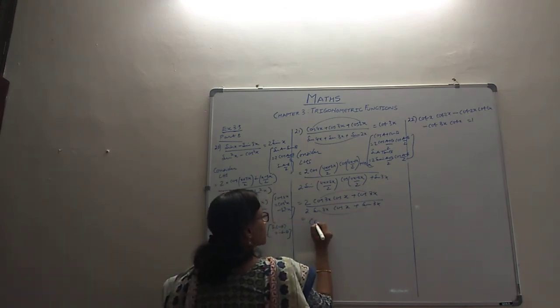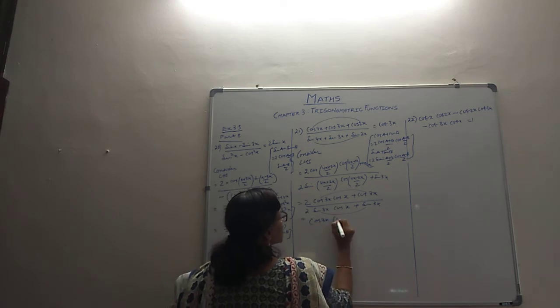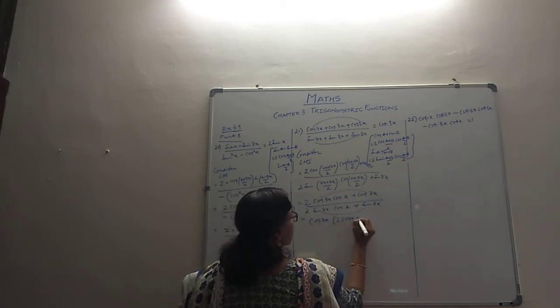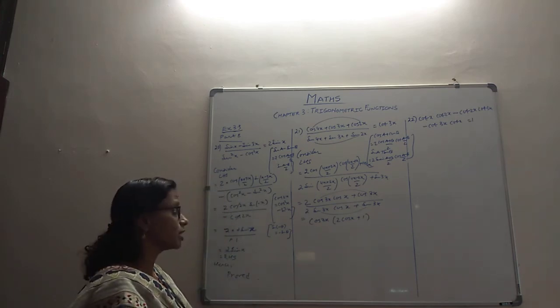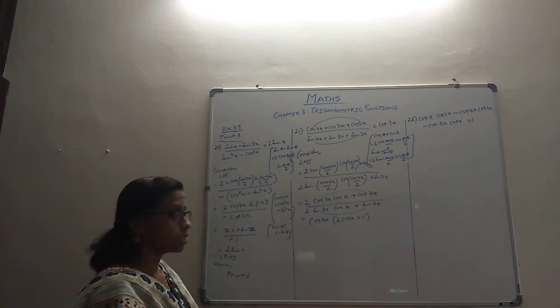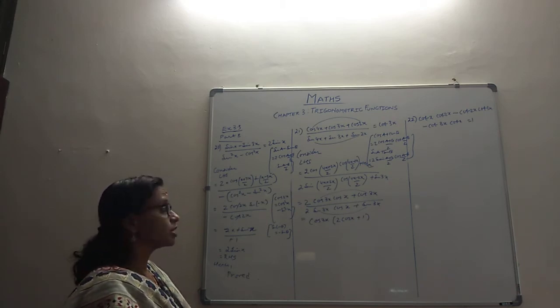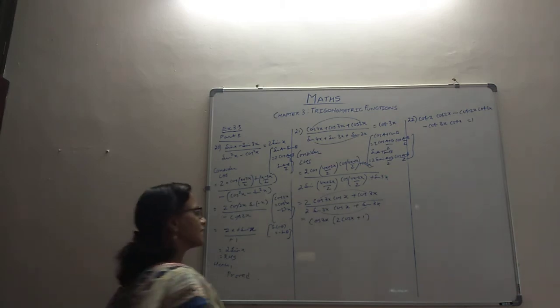That cos 3x, when you take it out common, you're left with 2 cos x in the first group, and in the second group 1 remaining. We have taken cos 3x common in the numerator. Now what do we do in the denominator? We try to take the sin 3x out and see what happens.